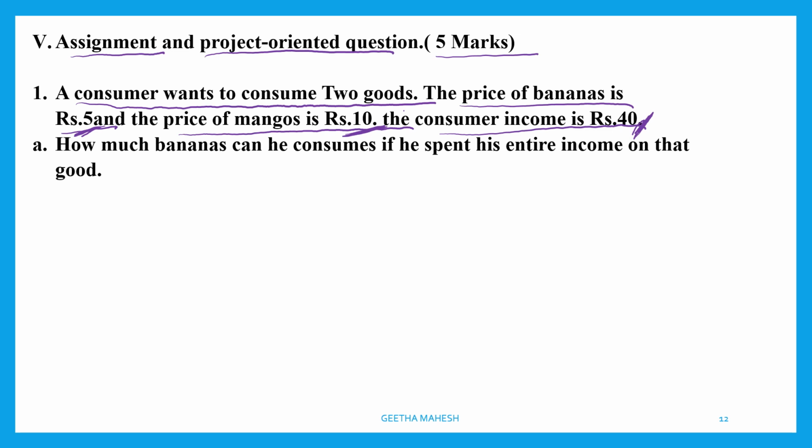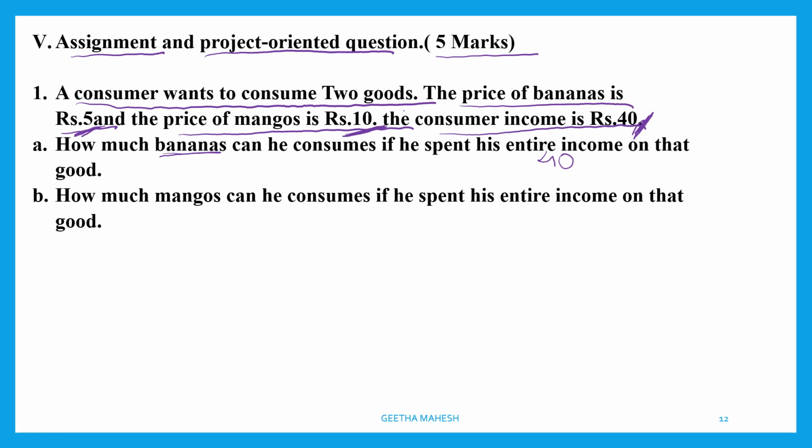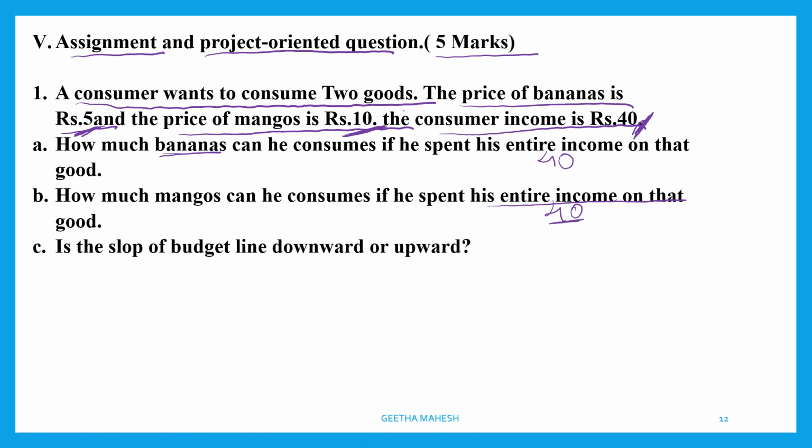How many bananas can he consume if he spends his entire income on that good? Entire income means a consumer is going to spend 40 rupees only to buy bananas. Second one, how many mangoes can he consume if he spends his entire income on that good? That means again 40 rupees. If the consumer wants to consume only mangoes and he is going to spend the entire income, 40 rupees, to buy mangoes, so how many mangoes can he buy?